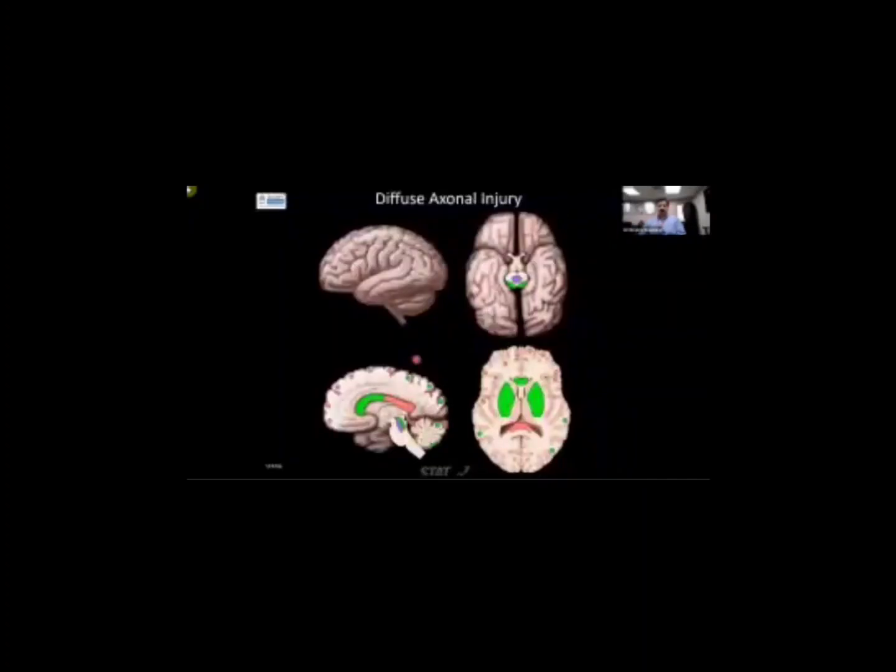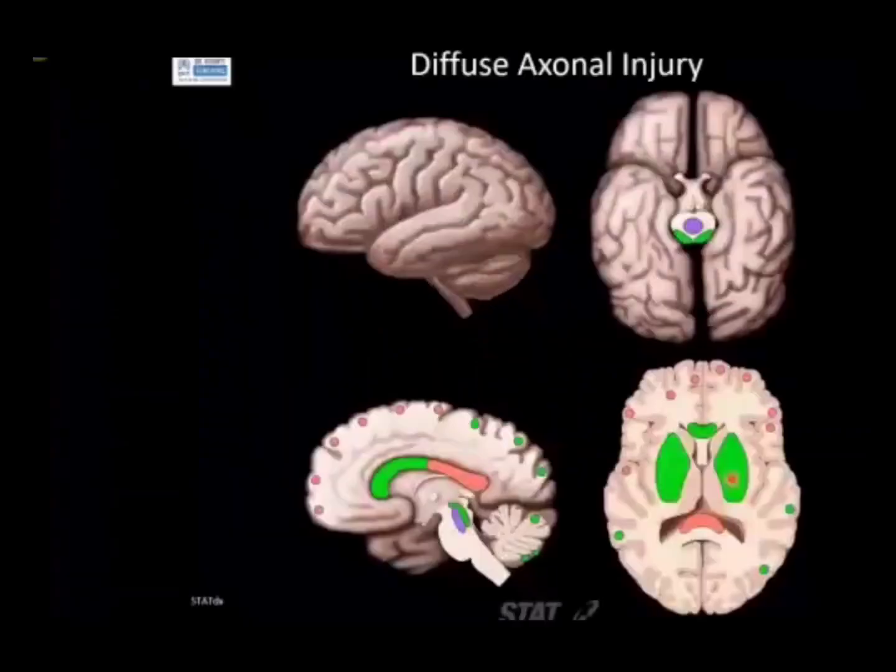So these are various sites. The red ones are the most common sites. These are the gray-white matter junction, and look at the splenium, which is red. The green sites are less common: the body or anterior portion of the corpus callosum, the posterior limb of the internal capsule, the basal ganglia, etc. They can be involved. And in the midbrain, the posterior surface is particularly involved.